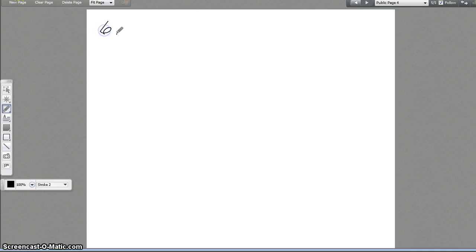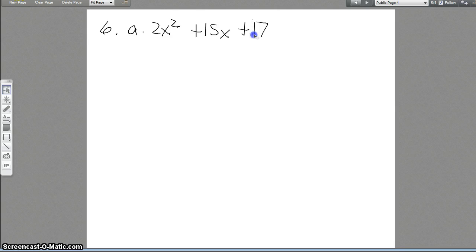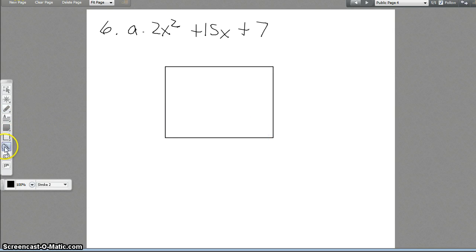Okay, the next one we're going to look at is number 6. Number 6 is actually factoring. So let's look at a couple of these. For part A, we have 2x squared plus 15x plus 17. I'm sorry, plus 7, not 17. Let me get rid of that. Okay. So what we're going to do is draw our grid and put in our grid lines.